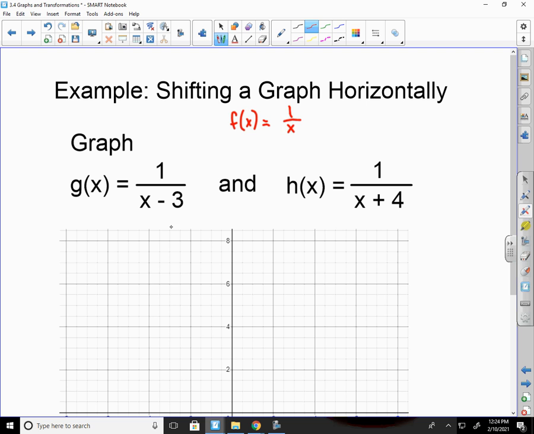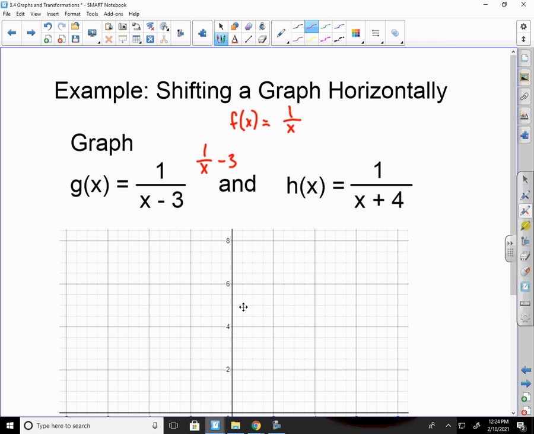Now you'll notice that my minus 3 is in the denominator. That tells me that it's shifting horizontally. If it was like this, 1 over x minus 3, that would be a vertical shift like in our last one. Everyone see the difference there? So because it's in the denominator, that tells us that it's going to shift horizontally.